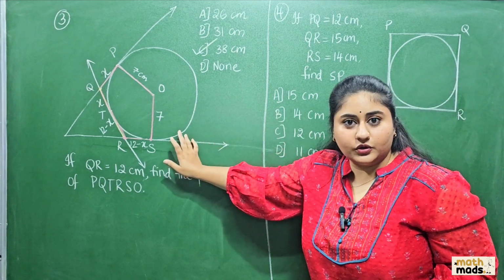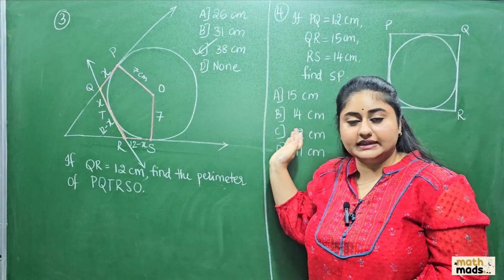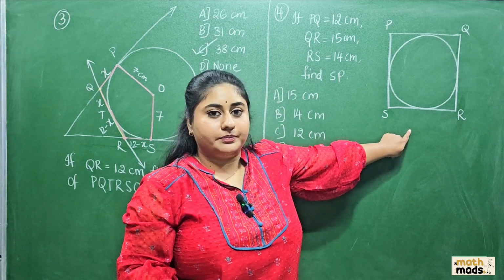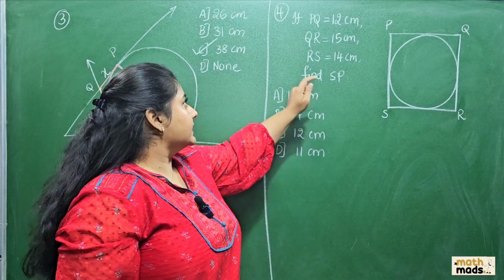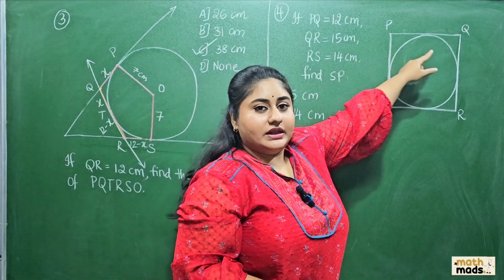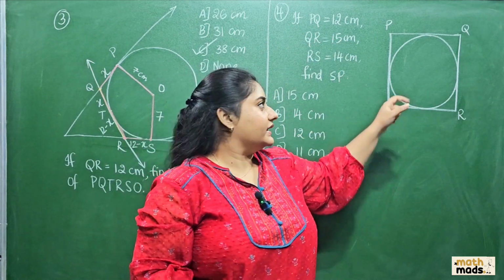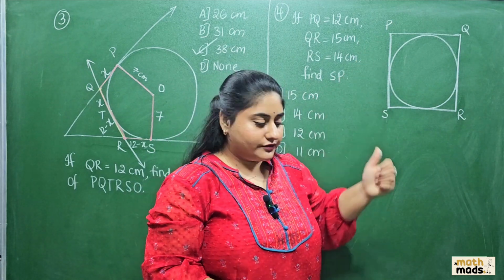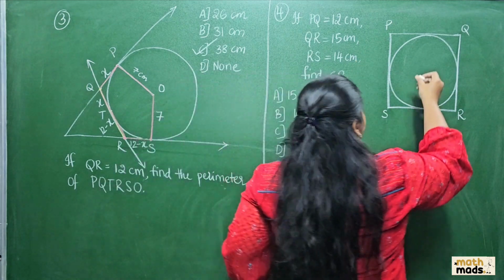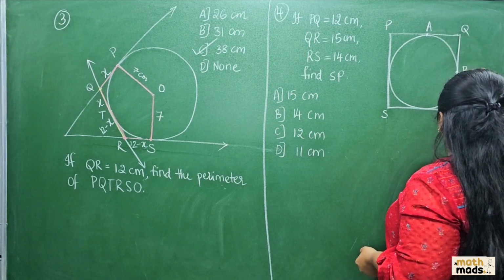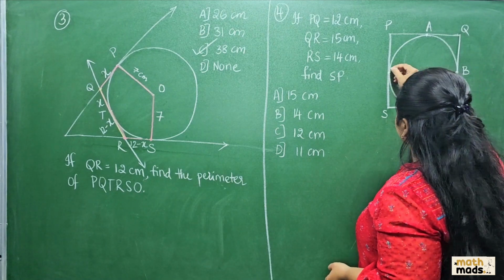Similar to the third one, the same concept we are applying, that is the tangents from the external point are equal. Same concept we are applying, but it's slightly different. So let's see. If PQ is equal to 12 centimeter, QR is 15, RS is 14, find SP. SP is this side. So I am supposed to find that. So let me name all of these points where it is touching as A, B, C and D.